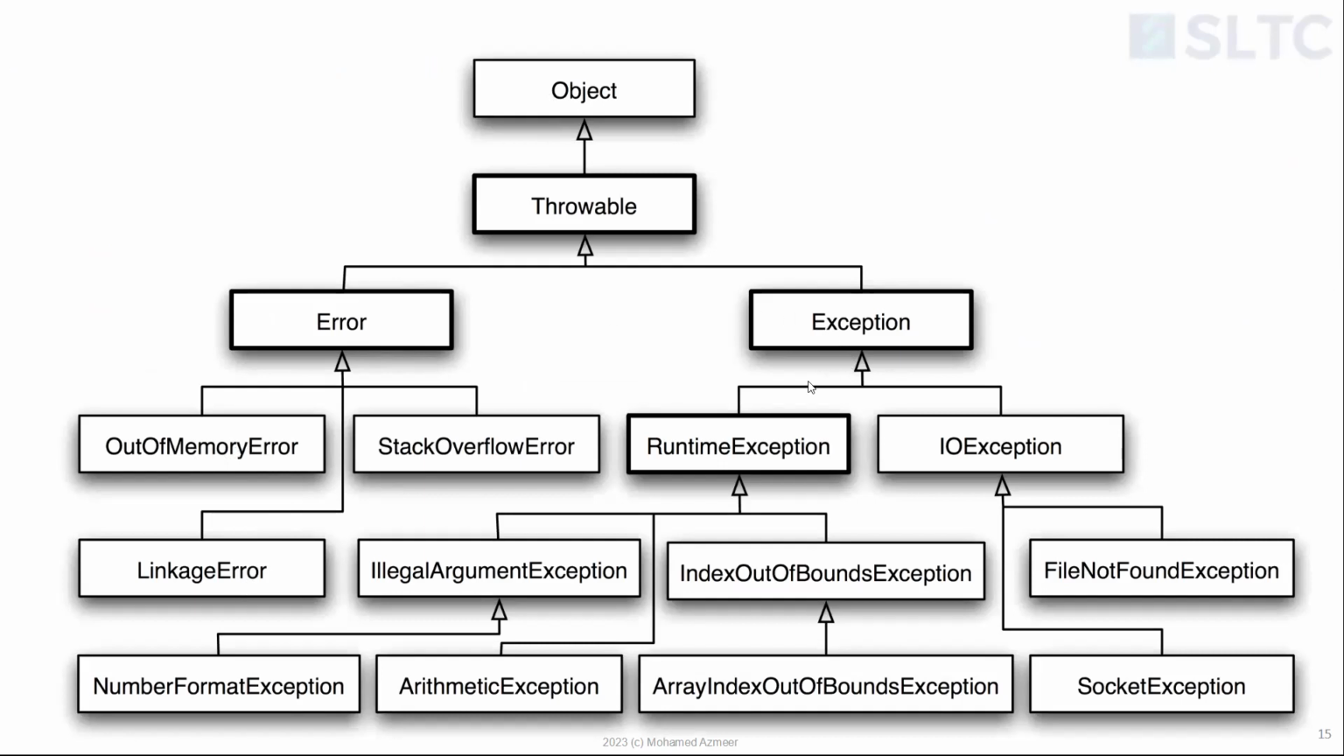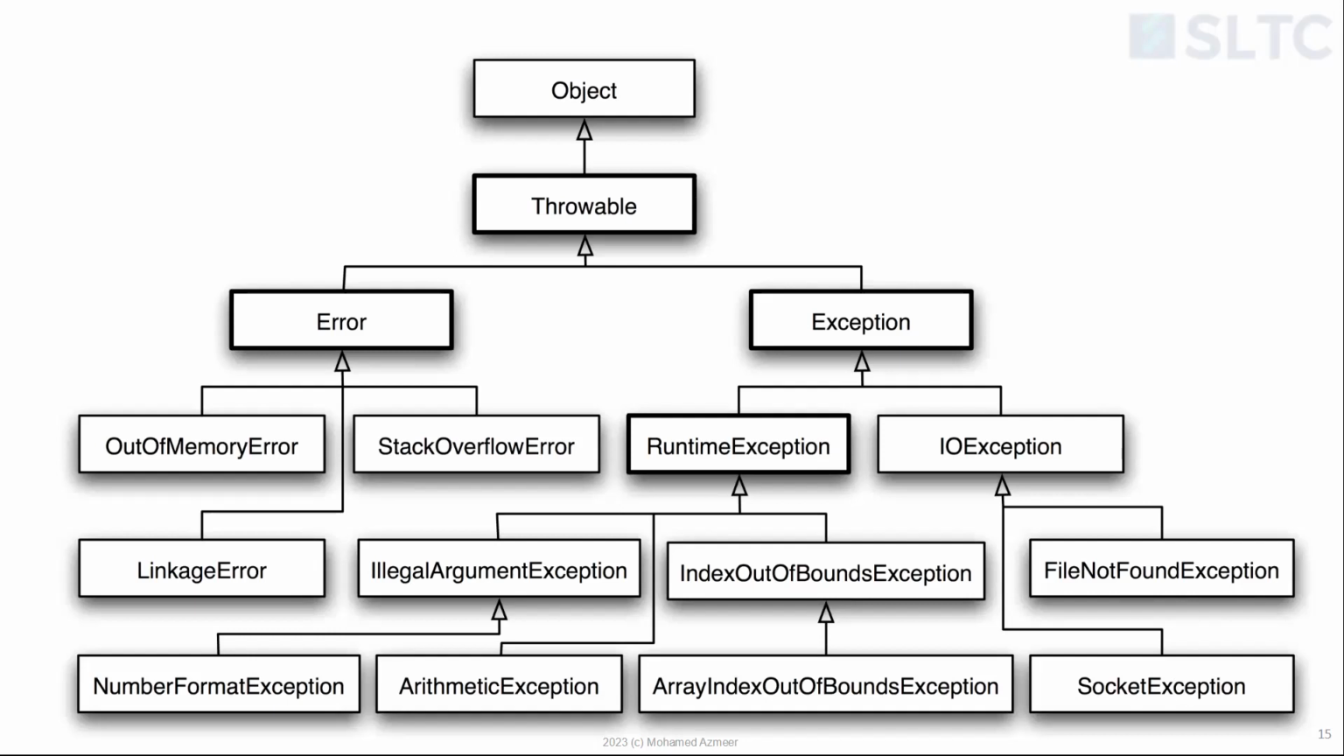Whereas under exceptions, we have runtime and IO exceptions. So IO means input output. Two things can happen. One is file not found, and then socket exception. A socket is where we will be talking to a server directly. So sometimes internet is not there, server is refusing. There can be a lot of issues there.